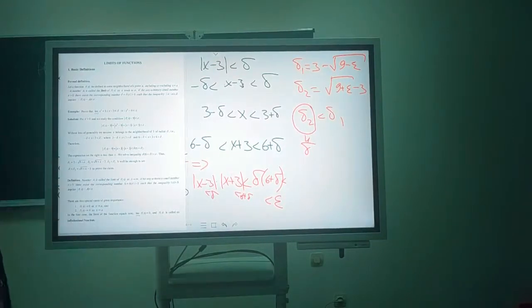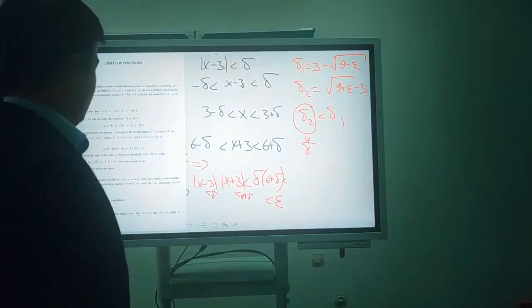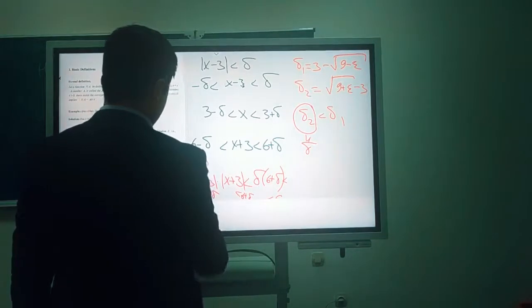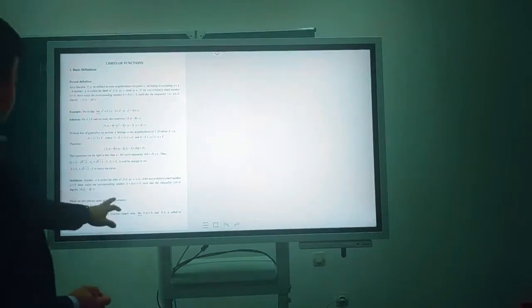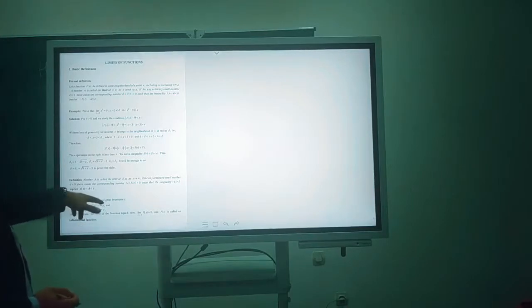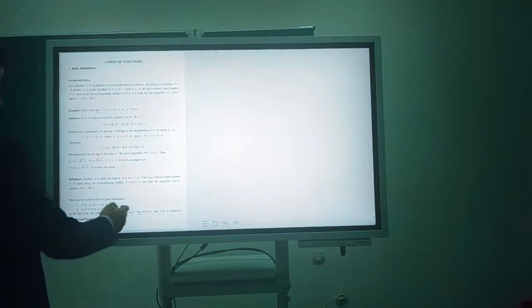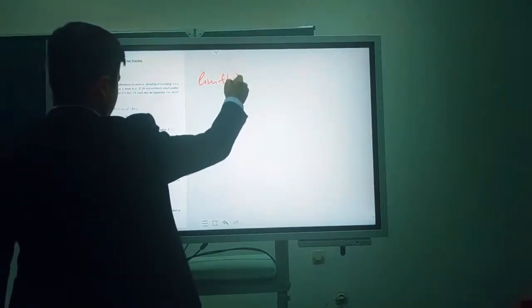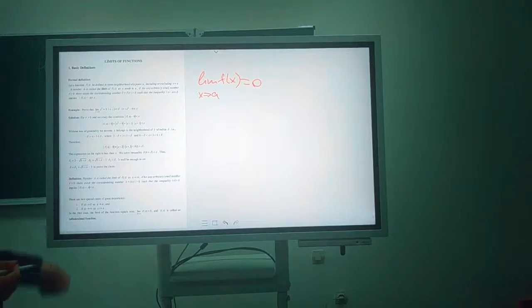So this is proving the limit of the function with definition. Now, next one. We have two special cases. The first one is f of x tends to 0 as x tends to a, and f of x tends to infinity as x tends to a. If the limit of f of x as x tends to a is equal to 0, in this case we call f of x an infinitesimal function.